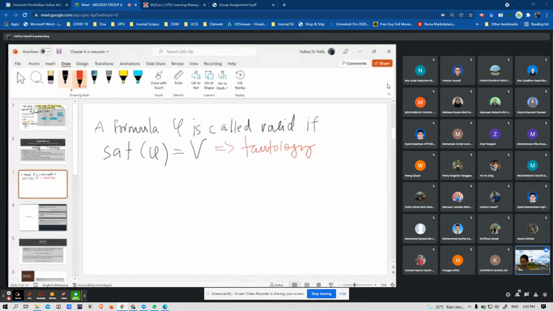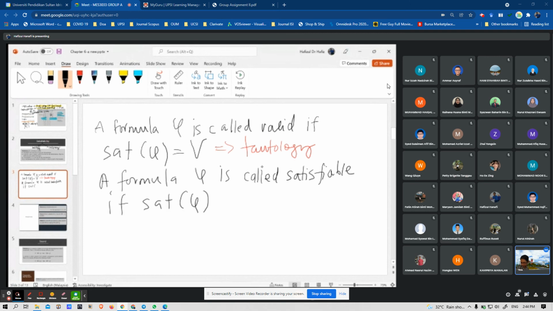And then a formula of mu is called satisfiable if it is not equal to the empty set, a non-empty set.